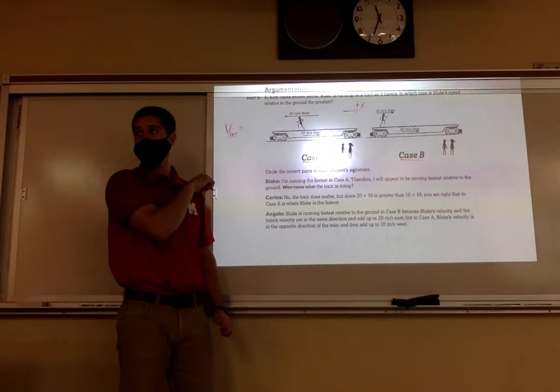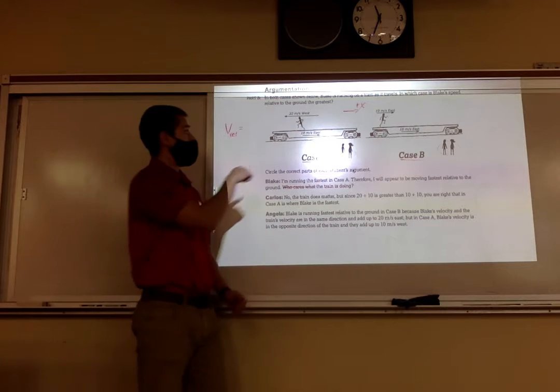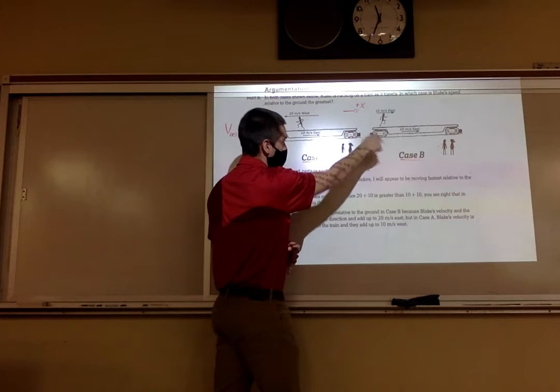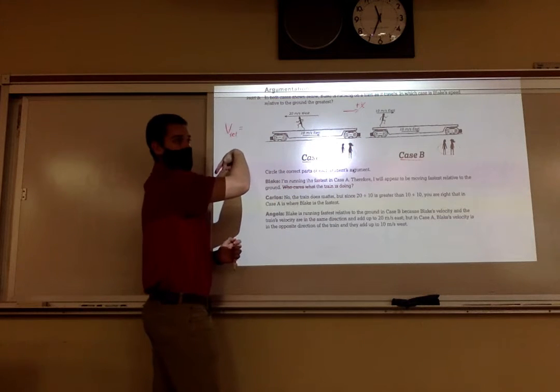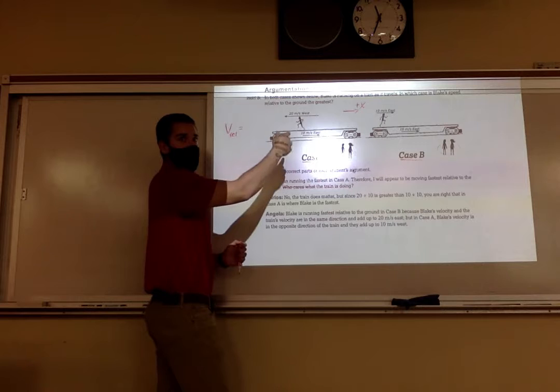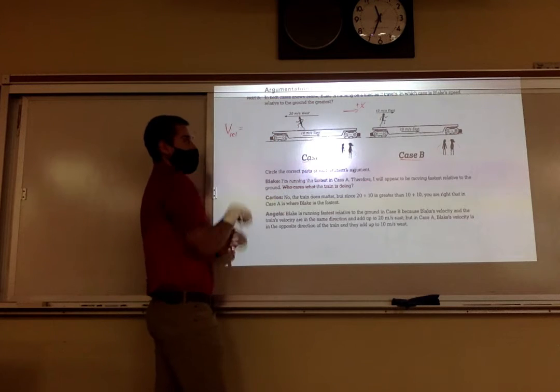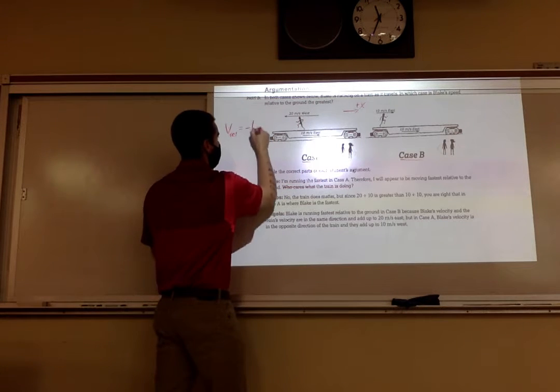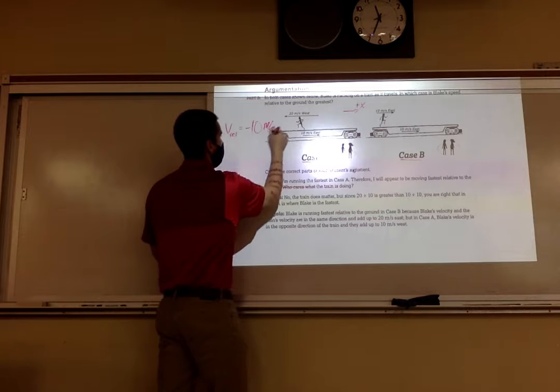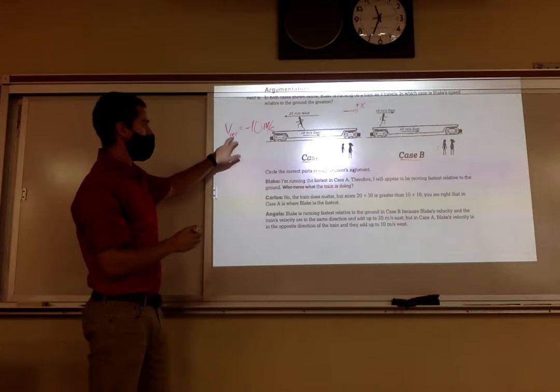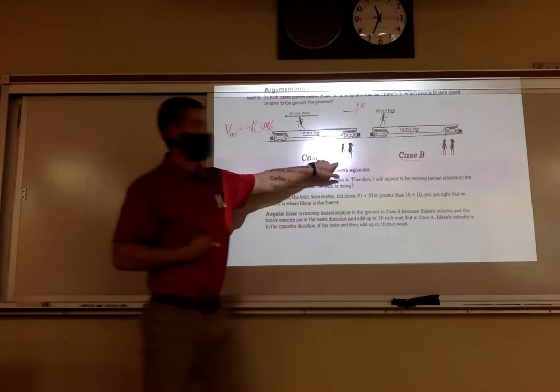Does everyone agree with that? Every second the train moves 10 meters this way, but he moves 20. So the result is he only ends up moving 10 back. This is negative 10 meters per second. That's his velocity relative to the ground. Now let's do this side.